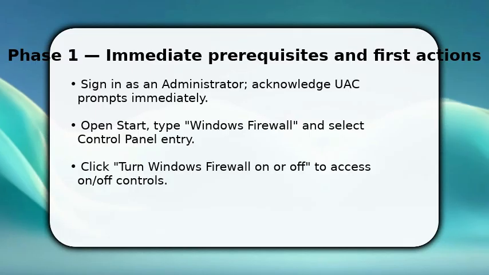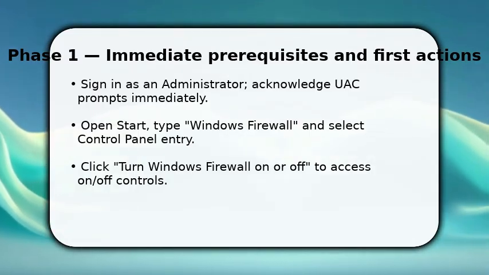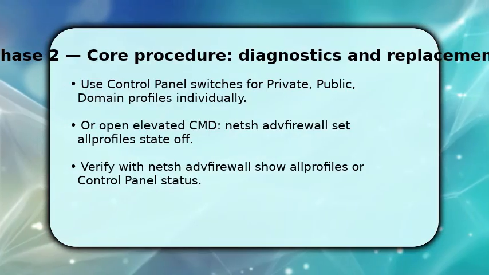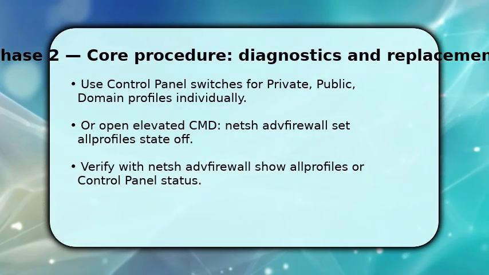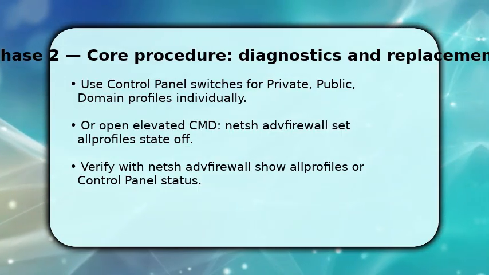This first action opens the exact dialog, where you will choose to disable the firewall for private, public, or domain profiles. Once the dialog is open, you can turn off each profile using the radio buttons for private, public, and domain. Choose only the ones needed.